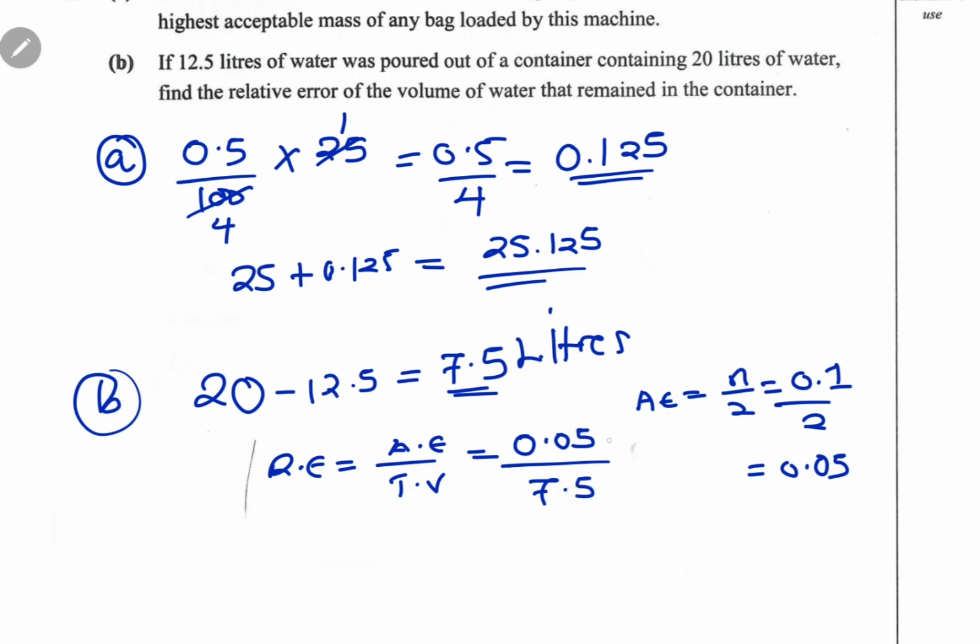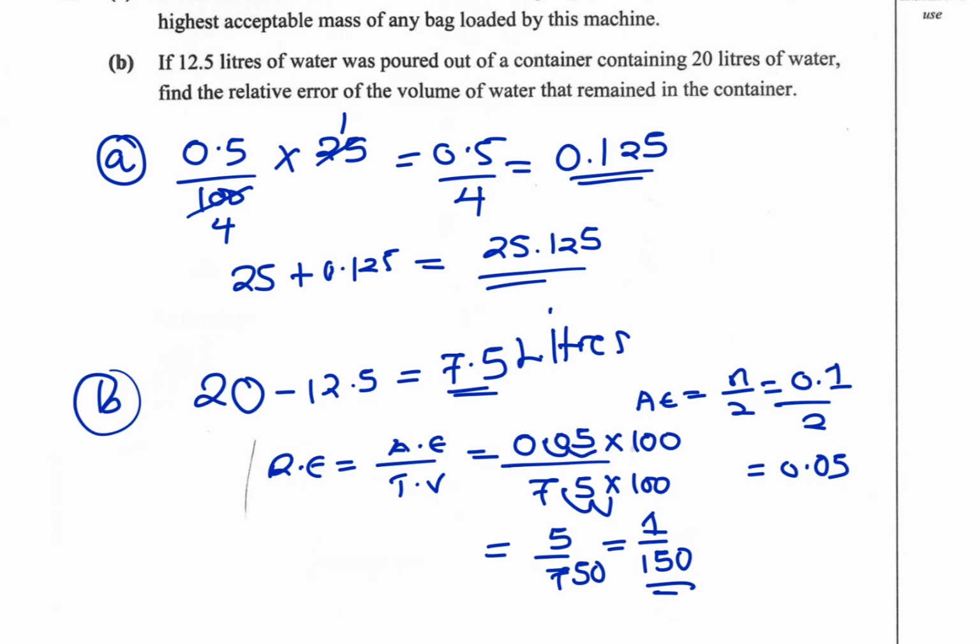Now we can reduce this one. Let us make it into whole numbers: multiply here by 100 to get rid of the zeros, and at the bottom you also multiply by 100. We are going to have 5 over 750, which is just the same as 1 over 150. So this is the relative error. If you want, you can leave it in decimal places.